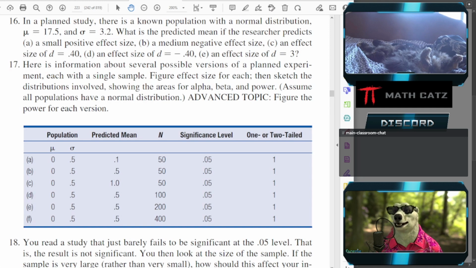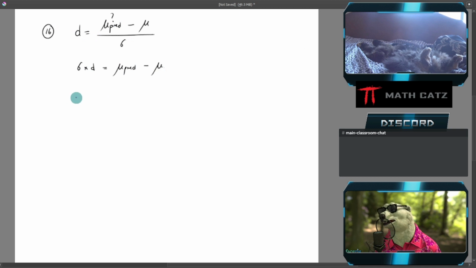Let's go back to the book. And then I want to solve for mu predicted because that's the unknown. So it'll be mu plus sigma times d. And if you think about it, this looks very familiar to the similar direction of question when we worked with just z-scores and the normal distribution a couple of topics ago. So now I have my mu.